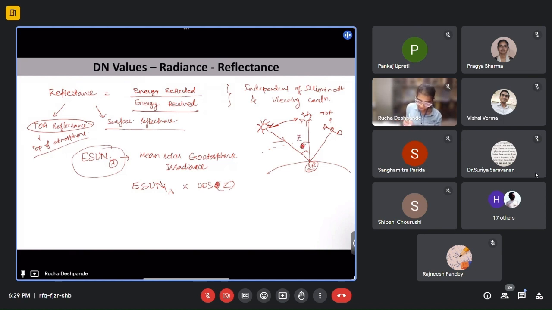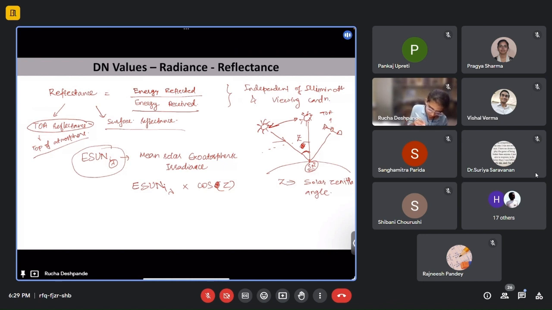Z is the solar zenith angle. The zenith angle is the angle between the line joining the surface and the sun and that of the vertical. Also there is one more correction, which is that of the Earth-Sun distance in astronomical units.